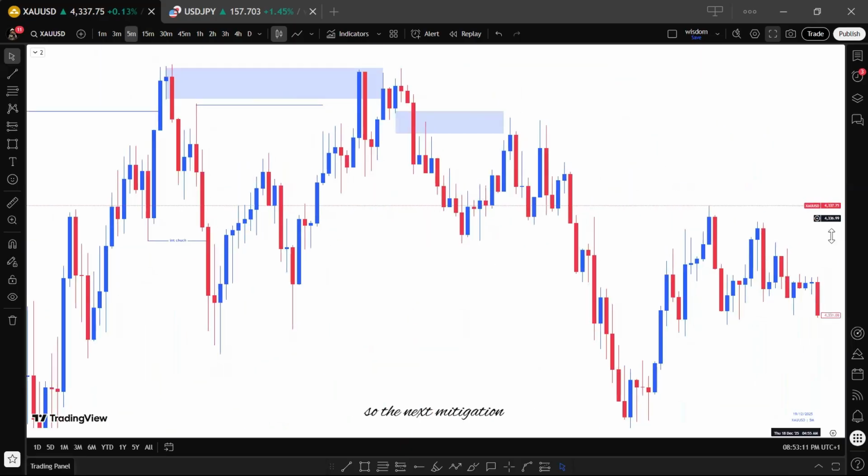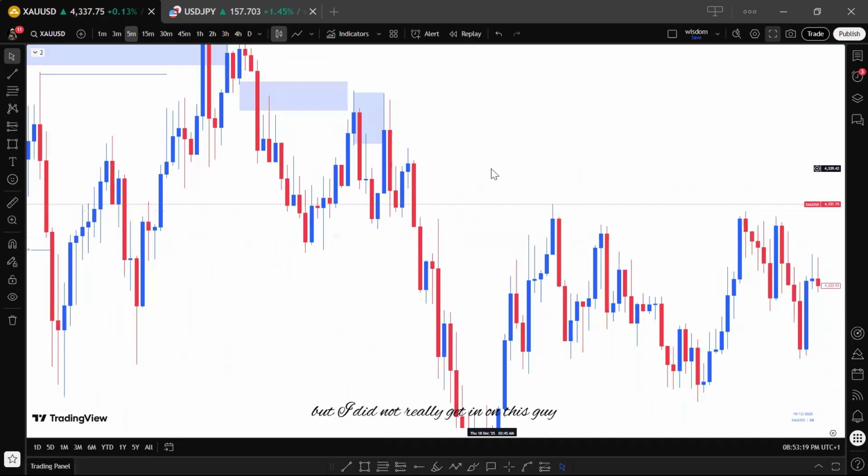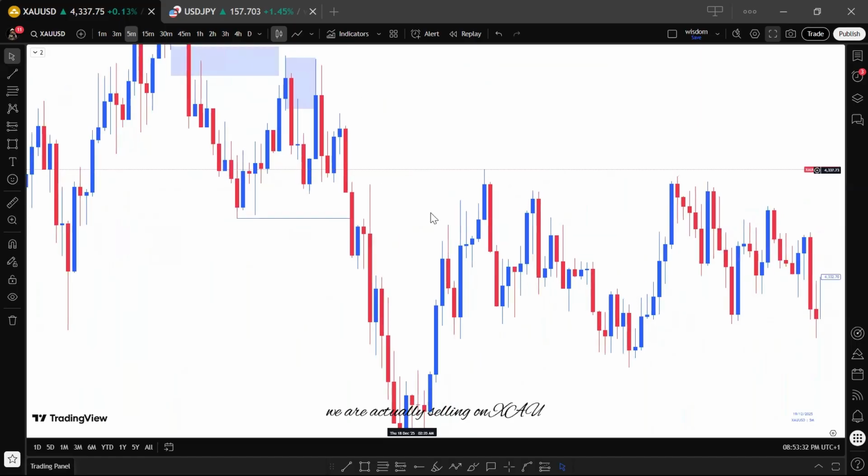So the next place that price should be interested in is literally this one. This was the confirmation, but I did not really get in on it. So I waited for price to give me the narrative that price is selling. Price takes this low, then I know that we are selling on XAU.